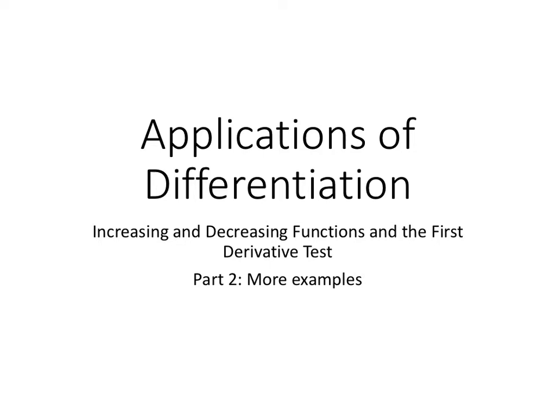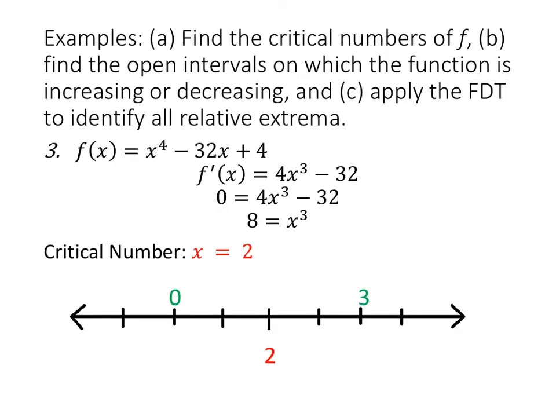Part 2 is just more examples. So if you need the basics of it, make sure you go to Part 1 and see all the definitions and theorems and everything that we're using. Alright, so examples 1 and 2 were on the last lecture. Picking up here with example 3, it's another polynomial. We're going to find the critical numbers, find the open intervals on which the function is increasing or decreasing, and we're going to apply the first derivative test to identify all relative extrema.